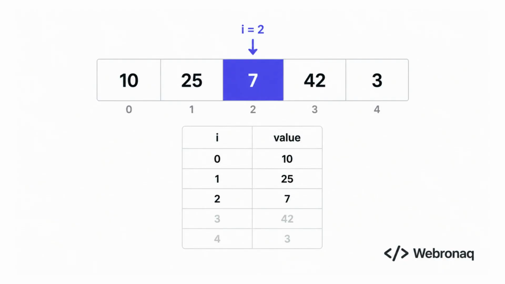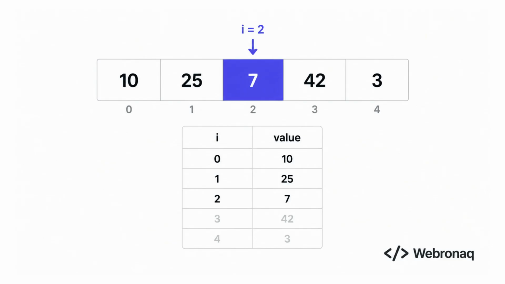All right, let's make this concrete. We have an array holding 5 integers. 10, 25, 7, 42, and 3, stored at index positions 0 through 4. Traversal here means visiting each element, one by one, in order. We start at index 0, read the value 10, then move to index 1, read 25, then index 2, read 7, and so on until we hit the last index.